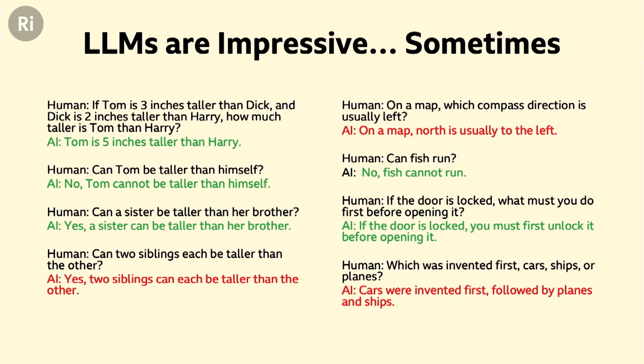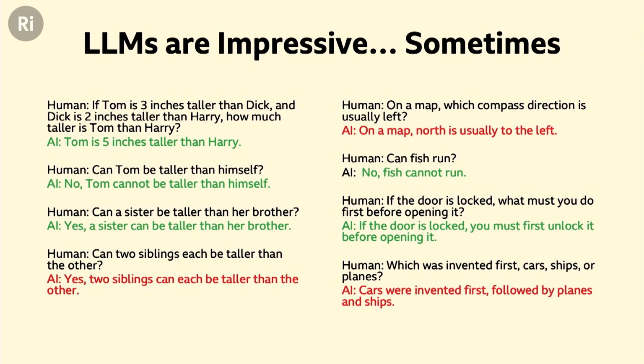Can a sister be taller than her brother? Yes, a sister can be taller than a brother. Can two siblings each be taller than the other? And it gets this one wrong. And actually, I'm puzzled. Is there any way that its answer could be correct? And it's just getting it correct in a way that I don't understand. But I haven't yet figured out any way that answer could be correct. Right? So why it gets that one wrong, I don't know.